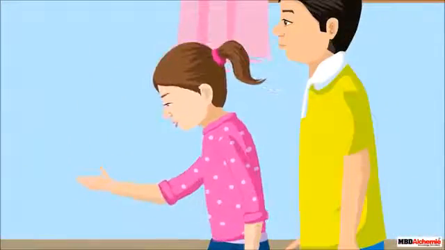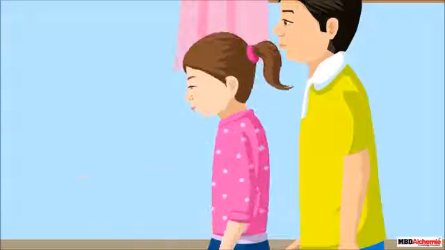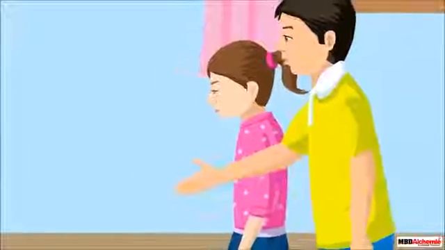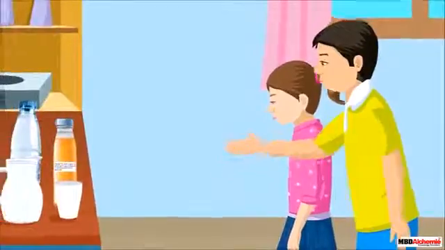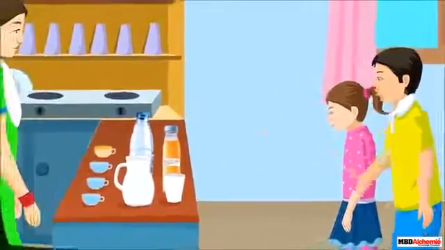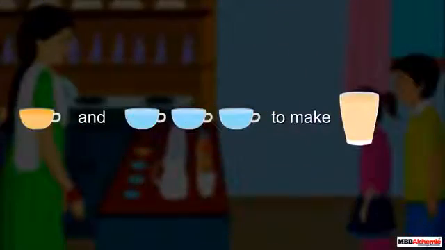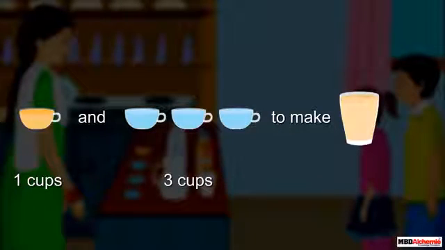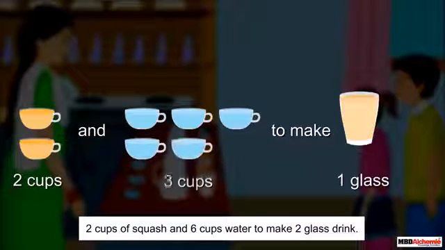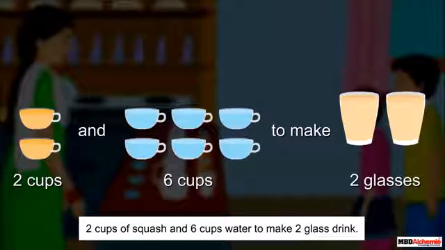Mummy, please make one drink for me too. Now, how will you add the squash and water to make the drinks for both of us? See, to make it for one person, we have to take 1 cup of squash and 3 cups of water. For 2 persons, we have to double the quantities of both the squash and water. That means we need to take 2 cups of squash and 6 cups of water.